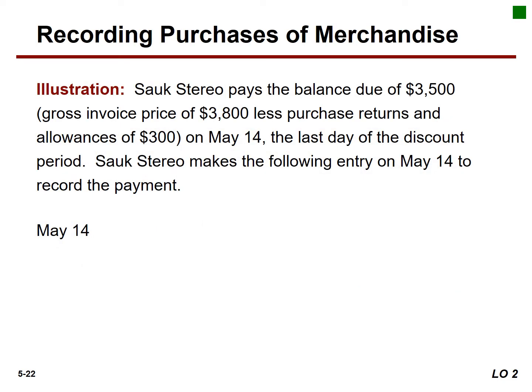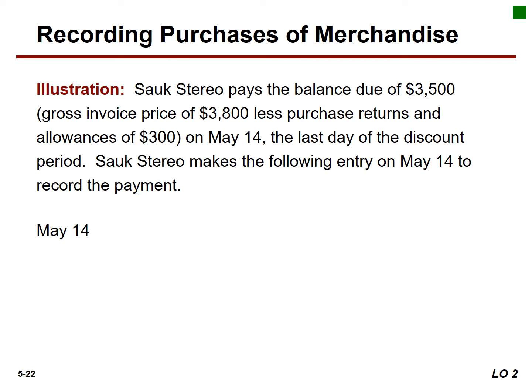So back to our Sauk Stereo example. Sauk Stereo decides that it's going to pay the amount that it owes. Remember, they don't owe $3,800, they owe $3,500 because they returned $300 worth of goods. And they're going to pay it on May the 14th, which is the last day of the discount period. So Sauk wants to take advantage of the 2% discount by paying within the 10 days.